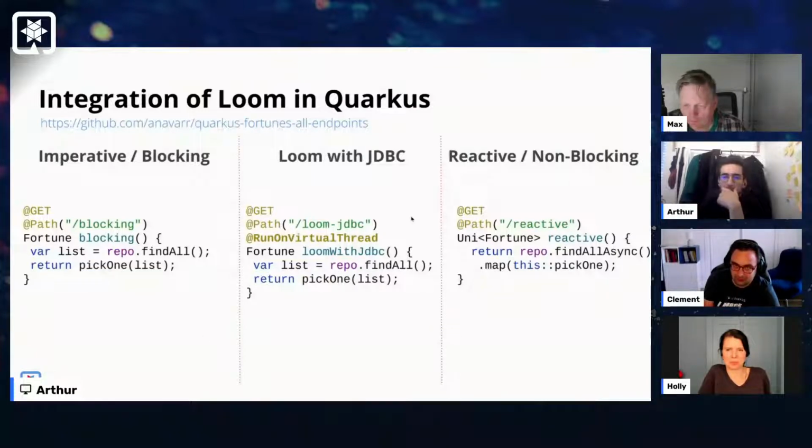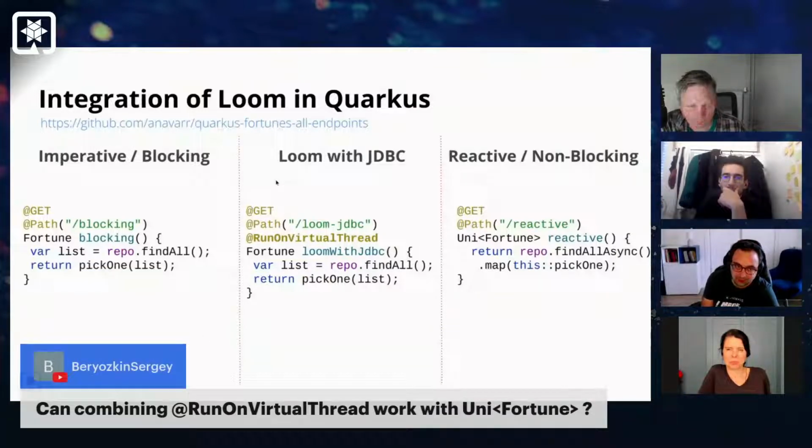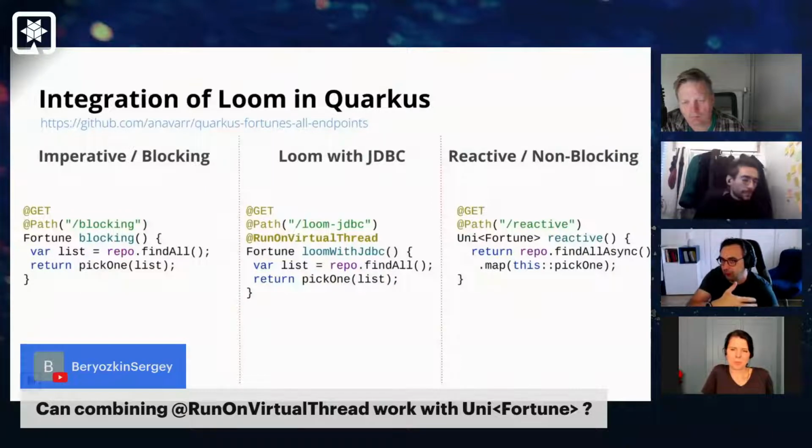It's okay. We actually got a question from Sergey. Sergey says, "Can you combine @RunOnVirtualThread with a Uni return type?" Yeah, you can. It means that the subscription on this Uni will happen on a virtual thread. Not sure it will bring anything, because you pay for the reactive non-blocking programming model and you are running on a virtual thread, so you can have the double cost, but you can.